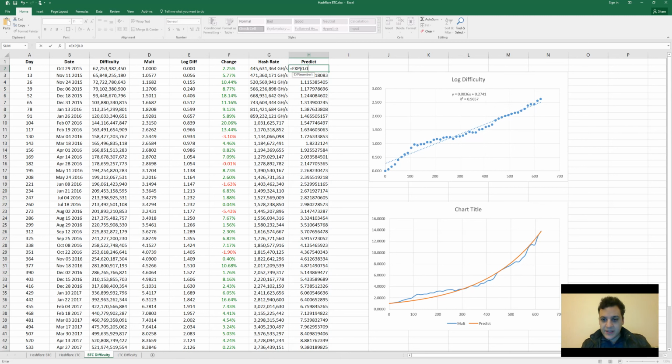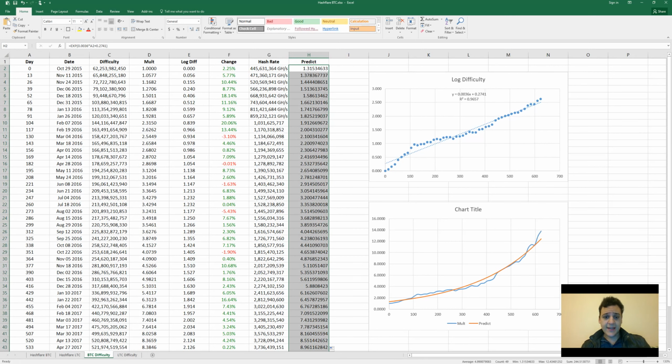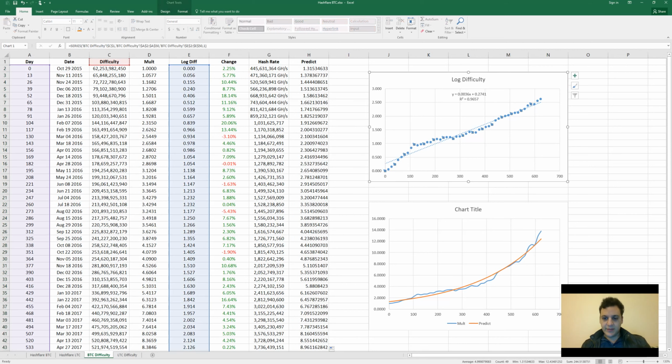So I did 0.0036 times the number of days, and then I added that constant. Now it's the addition of that constant that's going to make this not start at 1. Of course, on day 0, the difficulty should be 1. It should be the same as today because it hasn't had time to grow yet. So that was the mistake that I made.